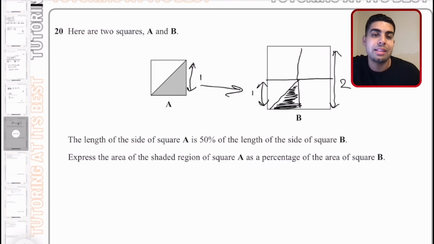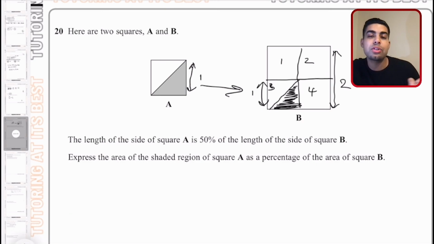So now we need to express the area of the shaded region of square A as a percentage of the area of square B. And I know many of you think, okay, it's 50% of the length, so it has to be half. Not at all. So what we need to simply do here is, you can now see I've drawn out this square for a reason, and I've divided it into 4 equal parts. So that would be our 3, and then that would be our 4.